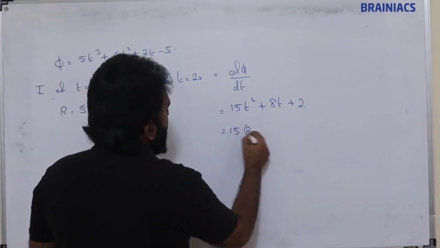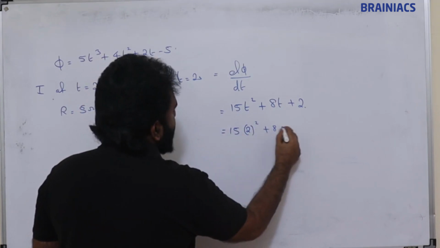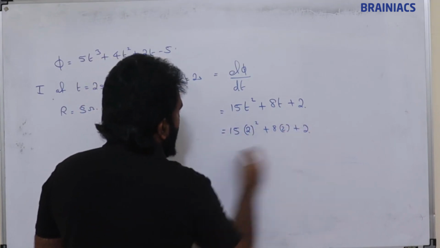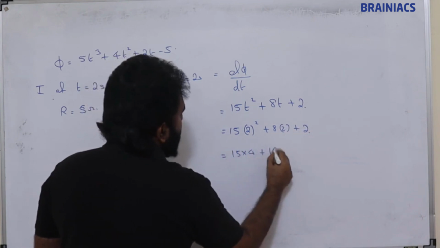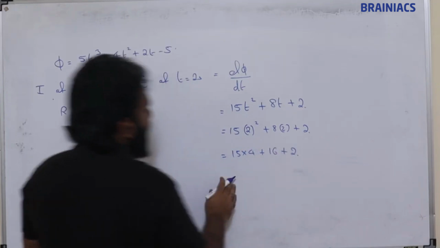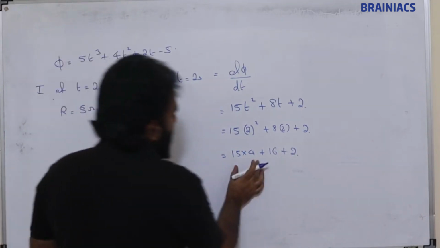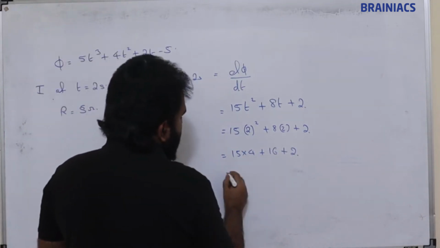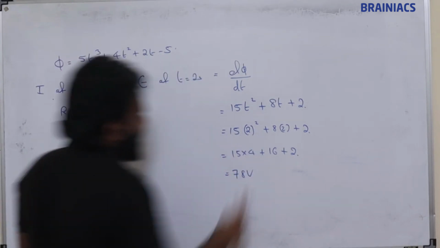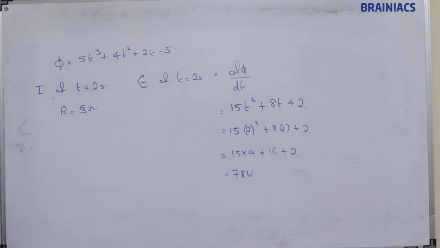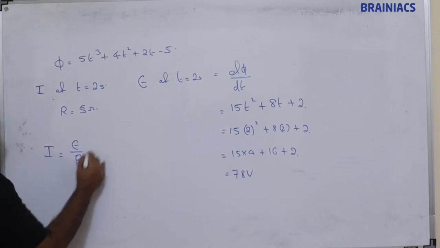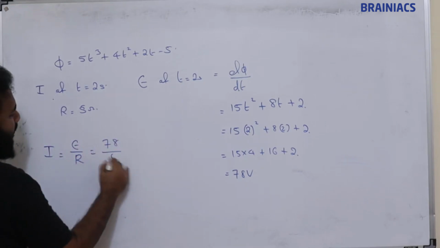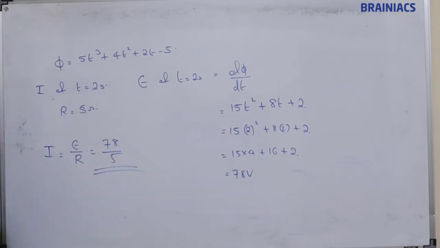Substituting 2 seconds here, we get 15 into 4 plus 16 plus 2. So 15 into 4 is 60, 76, 78 volt. So 78 volt is the EMF. Now what we need to find is the current. Current is equal to E by R, so 78 divided by 5. This is the answer for this question.